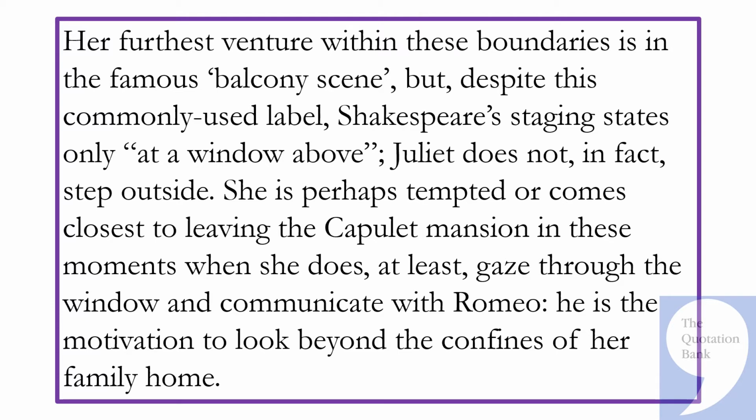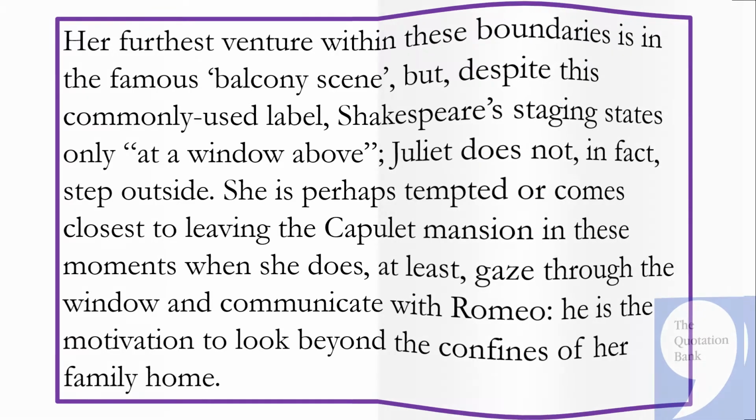But despite this commonly used label, Shakespeare's staging states only, "at a window above." Juliet does not in fact step outside. She is perhaps tempted or comes closest to leaving the Capulet mansion in these moments when she does at least gaze through the window and communicate with Romeo. He is the motivation to look beyond the confines of her family home.